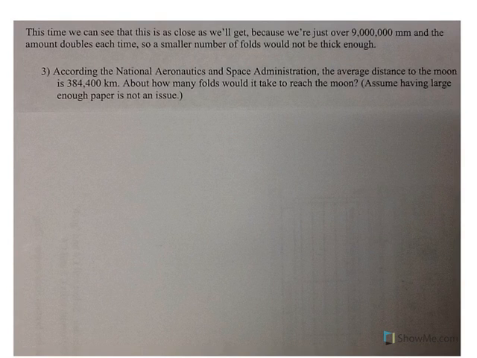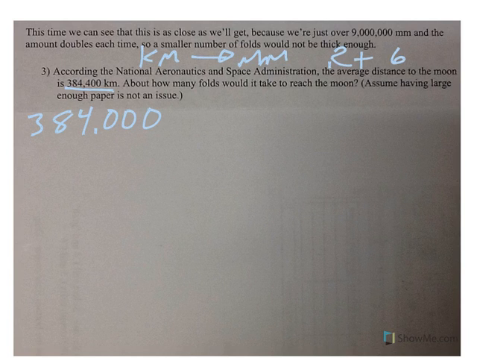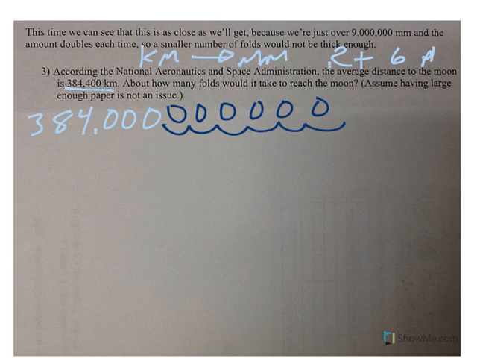Now, according to the National Aeronautics and Space Administration, the average distance to the moon is 384,400 kilometers. How many folds would that take? Okay, first things first, we do everything in millimeters, right? So we first need to say, how many millimeters is this? Well, recall, to go from kilometers to millimeters, we would move right 6 places. So here's my decimal point, 1, 2, 3, 4, 5, 6. I have to add 6 zeros onto that. So that's how many millimeters I'm going to need for this problem.